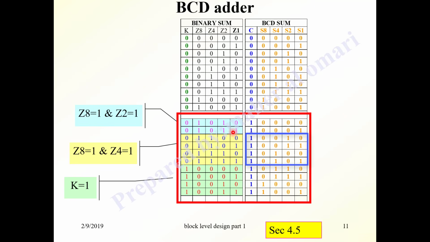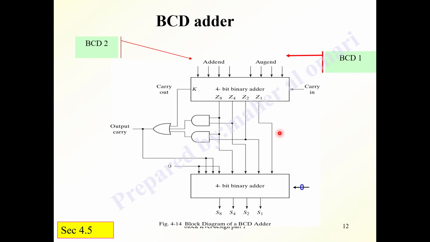number here. This area is characterized by Z8 equal to 1 and Z2 equal to 1. So in this area, whenever Z8 is equal to 1, Z2 is equal to 1, add 6, you will get the proper output. Okay, so you draw the circuit. This is the first binary adder. Take its output as an input to the second binary adder, and then add 6 here. But now this 6 is controlled by whenever k equals 1, or whenever Z8 and Z4 equal 1, or whenever Z8 and Z2 equal 1, then take the output of this OR gate into this position here.